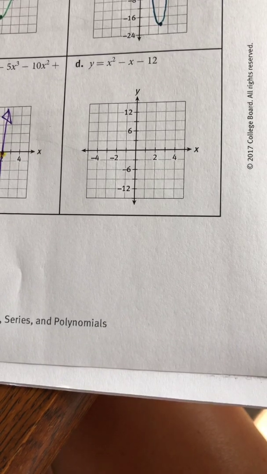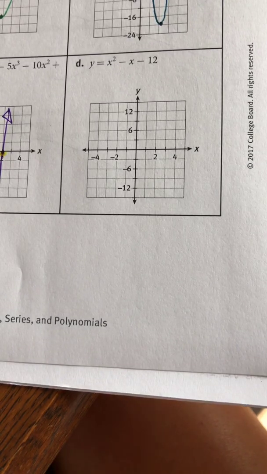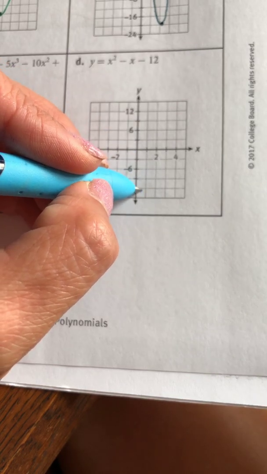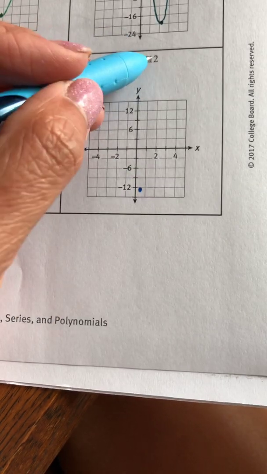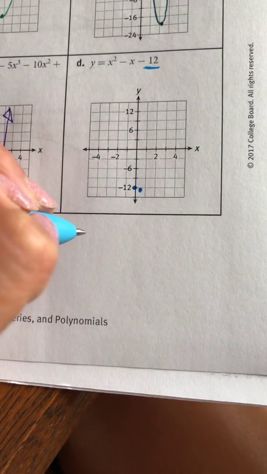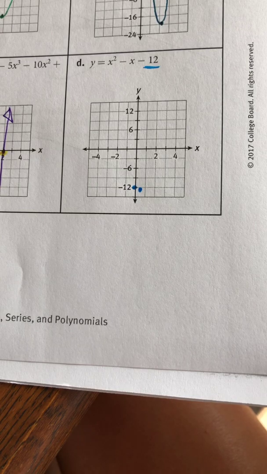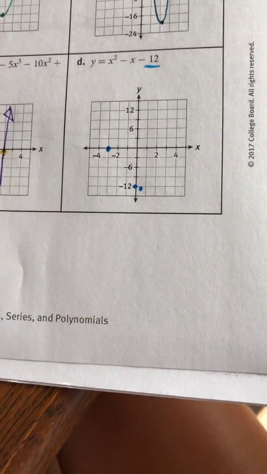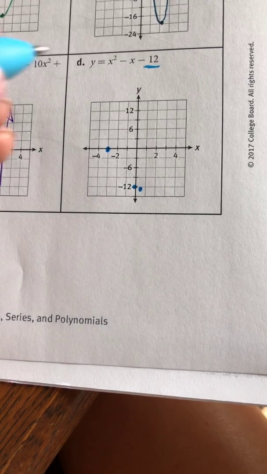All right, so we have a vertex at 0.5, -12.25. So 0.5, -12.25 we'll approximate it to be right there. The y-intercept is the constant, so it's going to pass through -12. I have a zero on the left at -3, 0. I have a zero on the right at 4, 0.